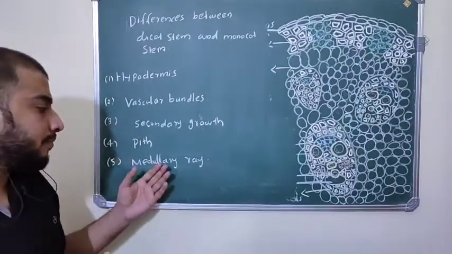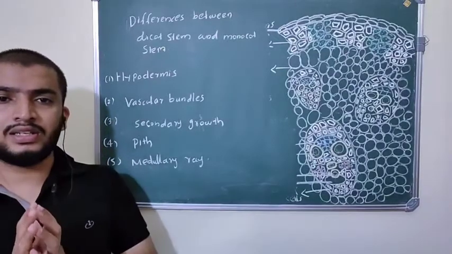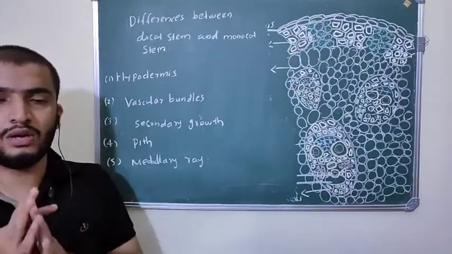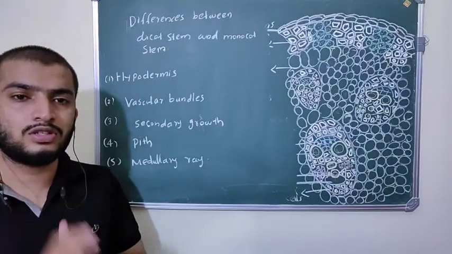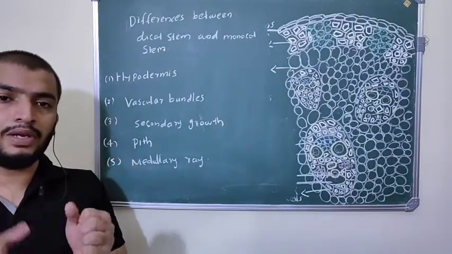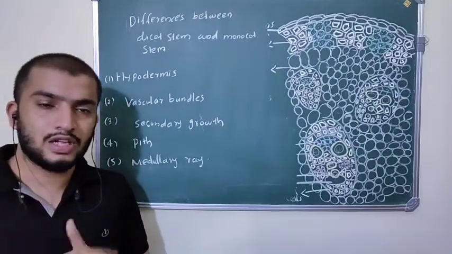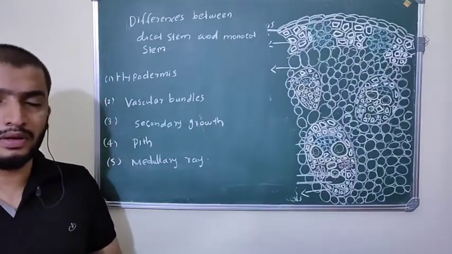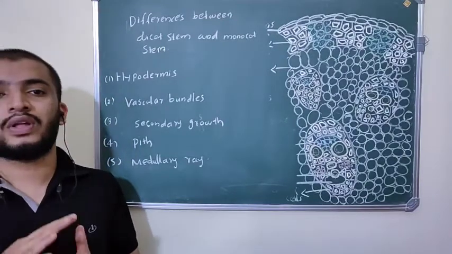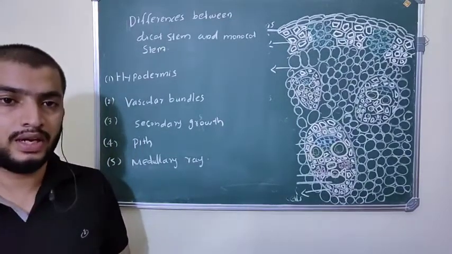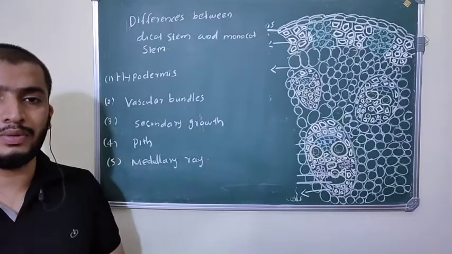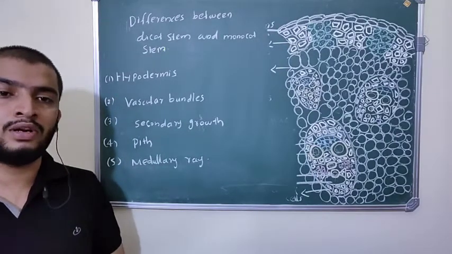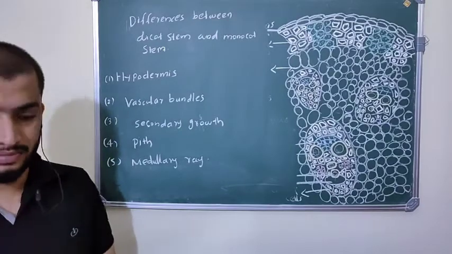Then medullary ray. Medullary rays are the cells found in between vascular bundles. In dicot stem, medullary rays are present between two vascular bundles, and in monocot stem medullary rays are absent.